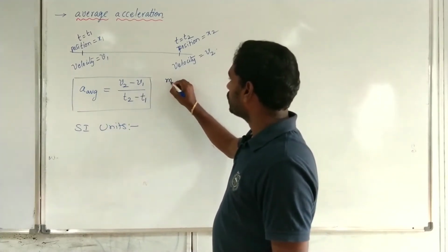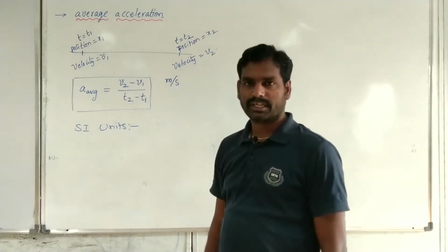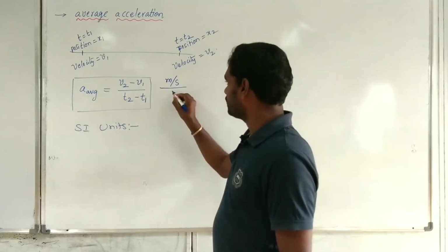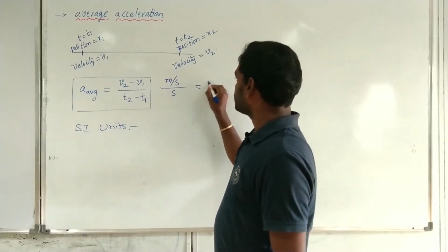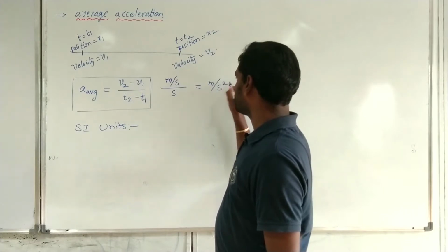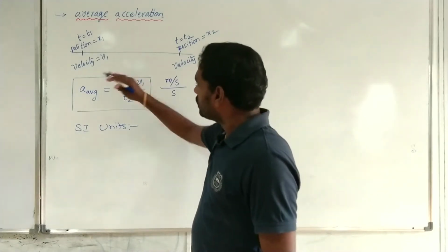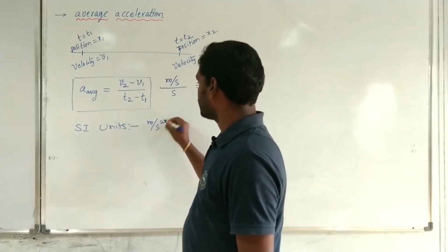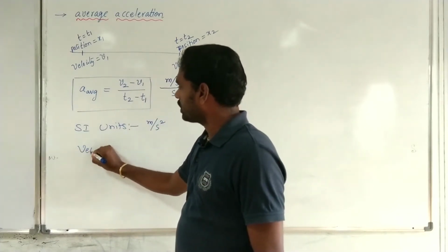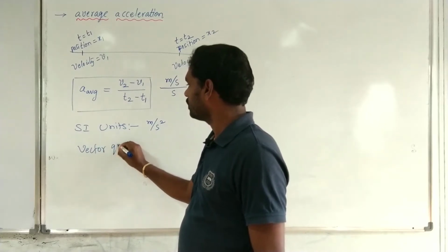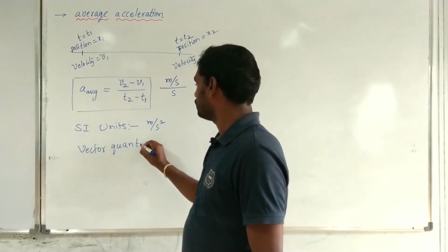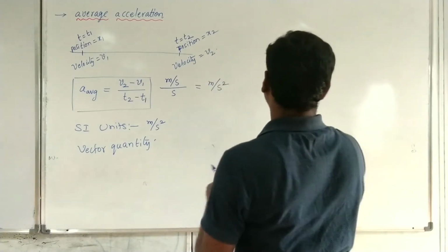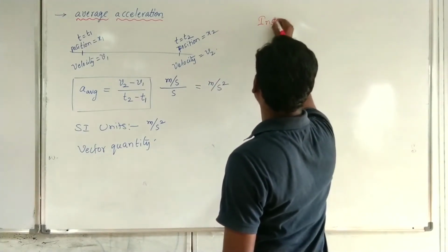The units: velocity units, we know already, are meter per second, over time interval units of seconds. In the SI system, the units for average acceleration are meter per second square, and it is a vector quantity. Now, we are going to discuss instantaneous acceleration.